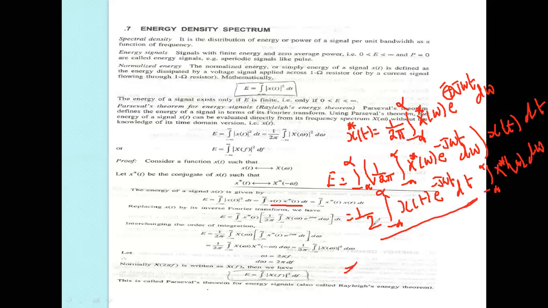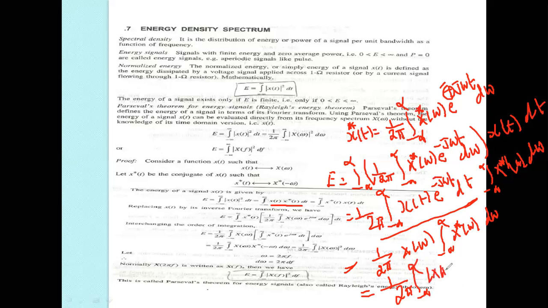This is also one of the definitions of the Fourier transformation. So 1 by 2 pi times the integral from minus infinity to infinity of x of omega and x conjugate of omega d omega. That is equal to 1 by 2 pi times the integral from minus infinity to infinity of x of omega and x star of omega, which is the squared magnitude of x of omega. This is the first term. Now omega is equal to 2 pi f, so d omega is equal to 2 pi times df.